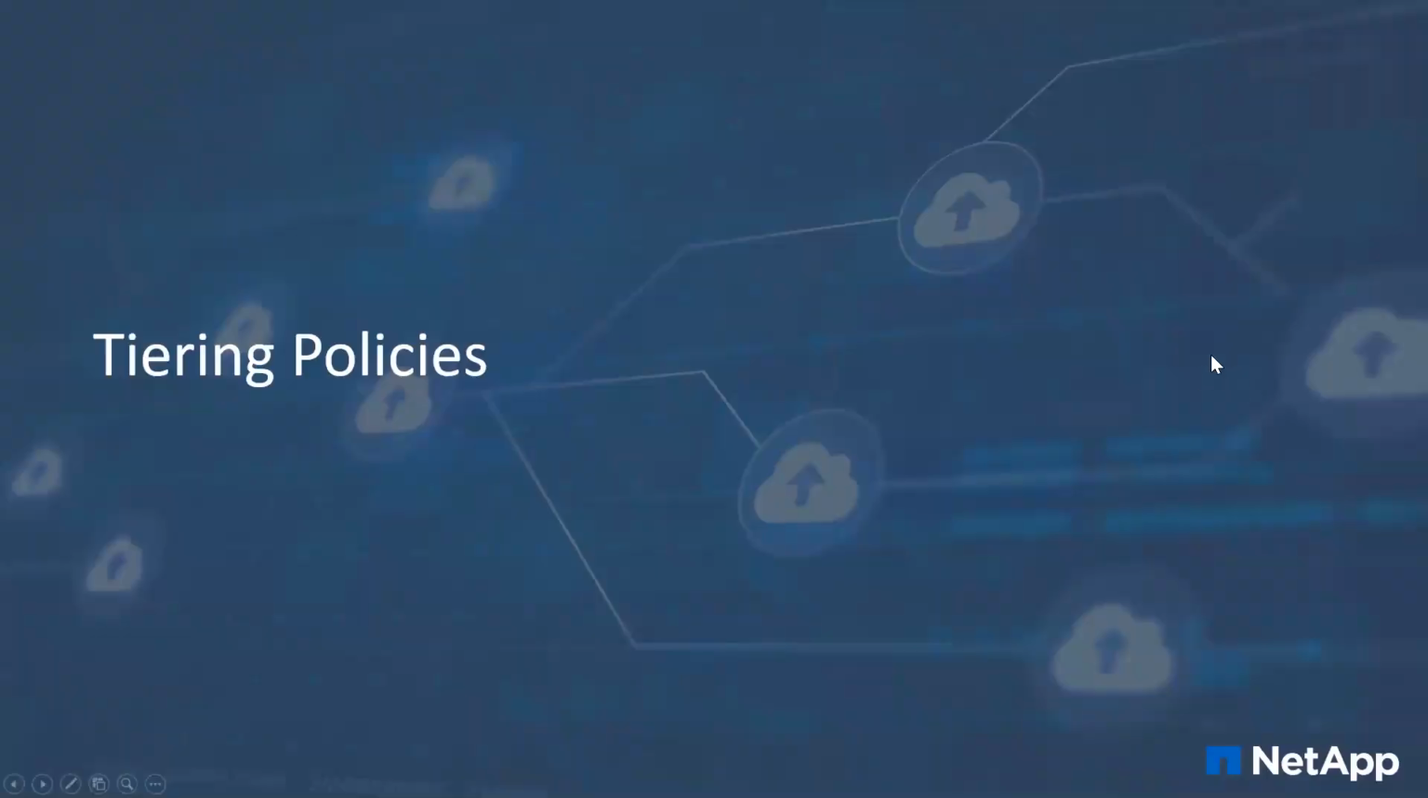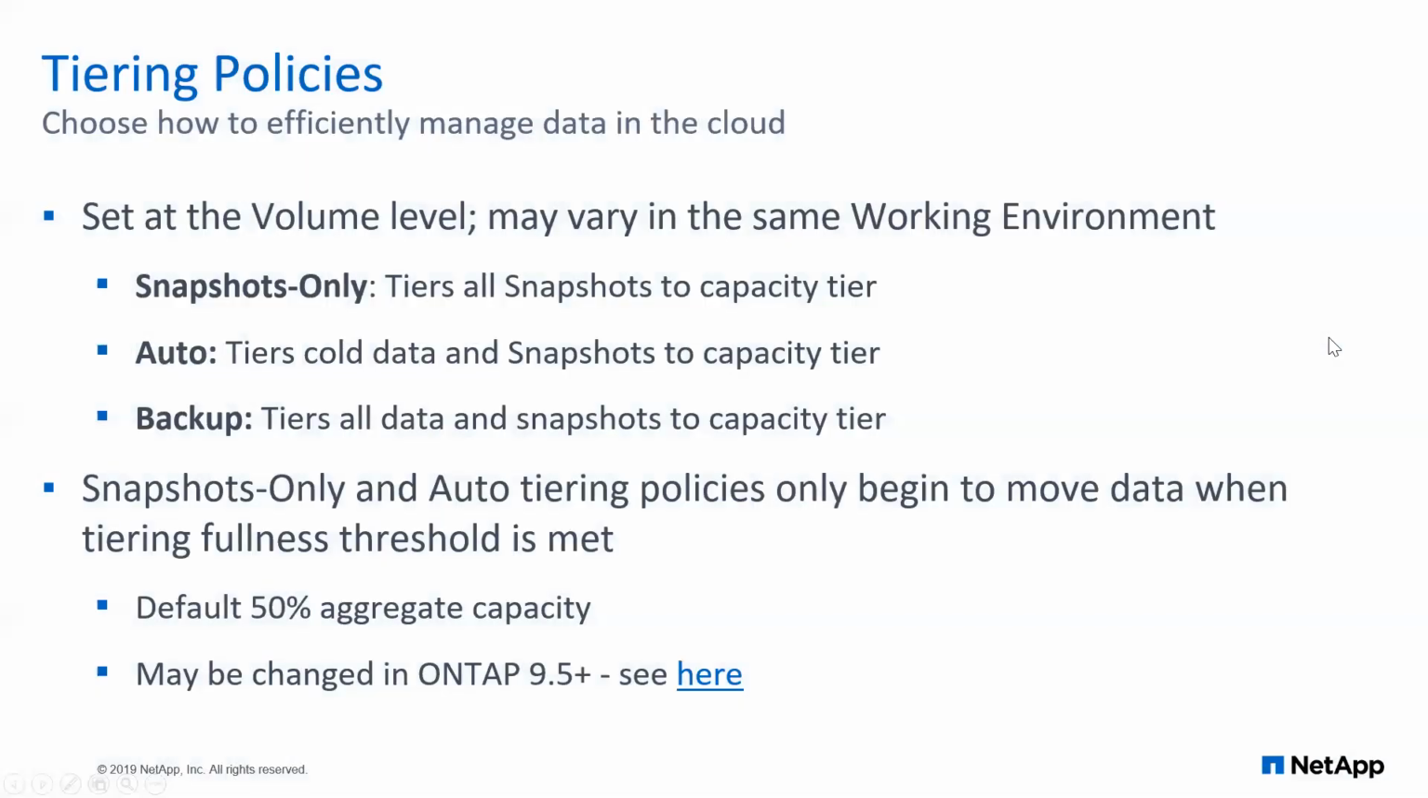Let's talk about tiering policies. These are a little bit more flexible. You set your tiering policies at the volume level. So different volumes in the same working environment can have different tiering policies. That's perfectly fine, and that's probably the right way to use this feature. So I'm going to talk about all three tiering policies in detail. This is really important. This is probably the most important part of the presentation today.